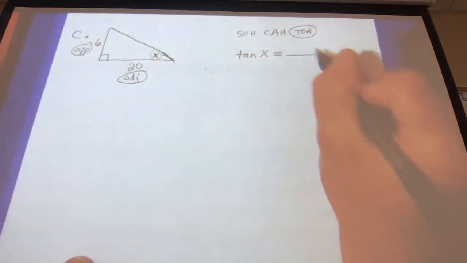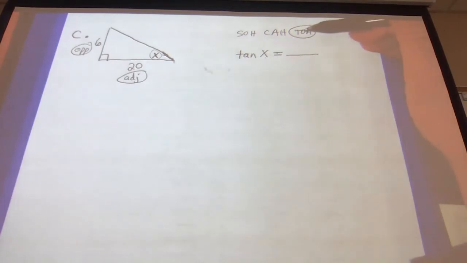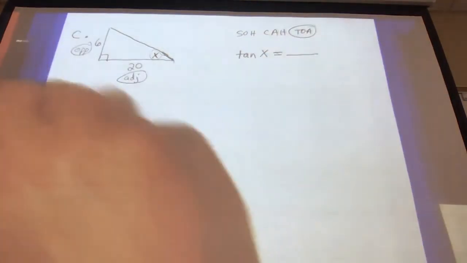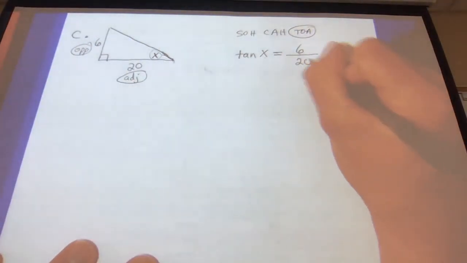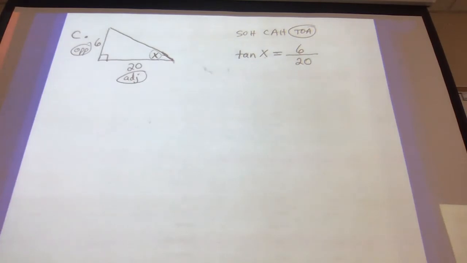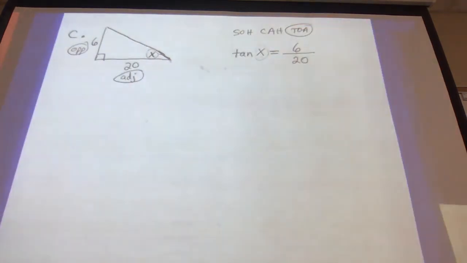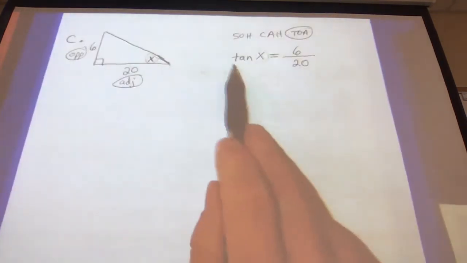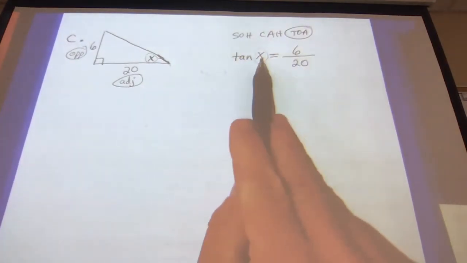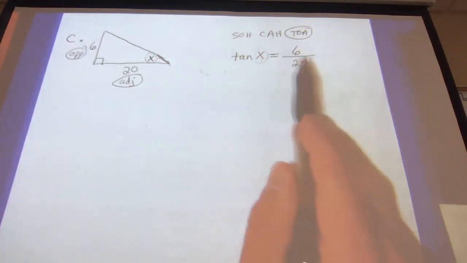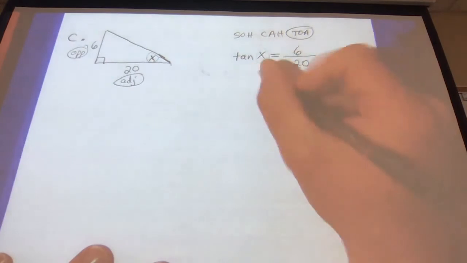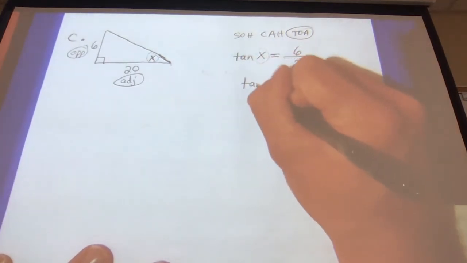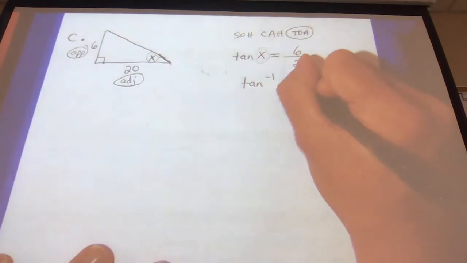Then on the right-hand side, you do your fraction. Tangent is opposite over adjacent. The opposite side here is 6, and the adjacent side is 20. So we have the tangent of x is equal to 6 over 20. Again, x is the variable we want to solve for. What this equation is saying is that the tangent of some angle is 6 over 20. To find out what that angle is, we go to the inverse button because we're trying to find an angle. So in the calculator, we're going to hit the inverse tangent of 6 over 20.